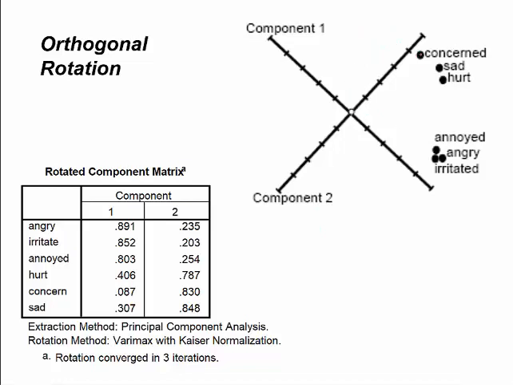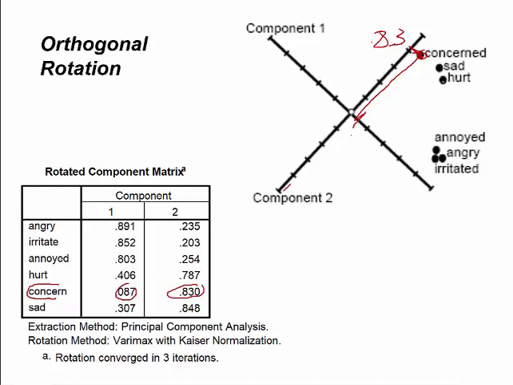So now let's look at concerned, for example. It falls right here. It's really high on component 2, and it actually is at 0.83 on component 2. But on component 1, it's really low. Actually, it's at 0.087 on component 1.